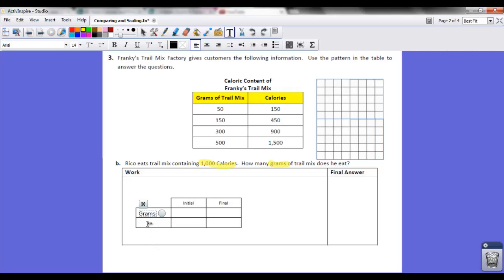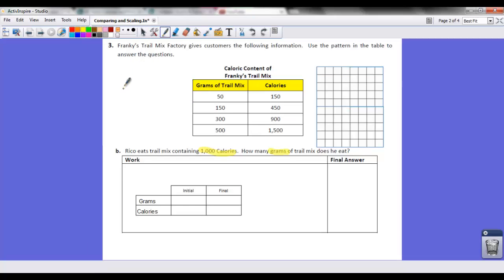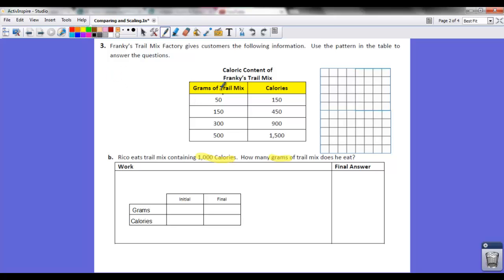So right here, grams. The initial is what's given in the table, and from the last problem we decided that you can simplify. So I'm comparing grams and calories. If we say we consume 50 grams of trail mix, the table gives me my calories. This initial ratio says that for every 50 grams of trail mix I will be eating 150 calories. Or if I decide I want to eat 150 grams of trail mix, I will be eating 450 calories, and so on and so forth. This represents grams, so we could put that right here. We can simplify: for every 50 grams, I will have eaten 150 calories.